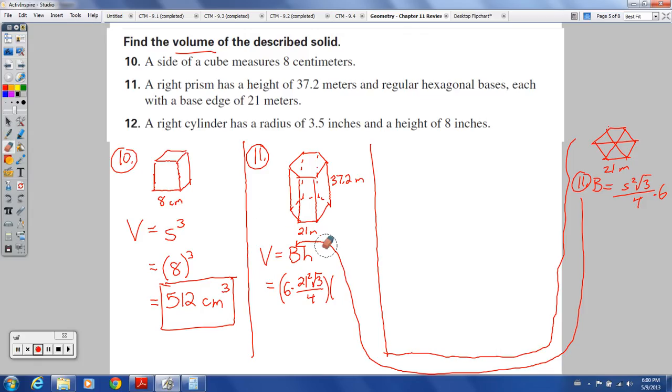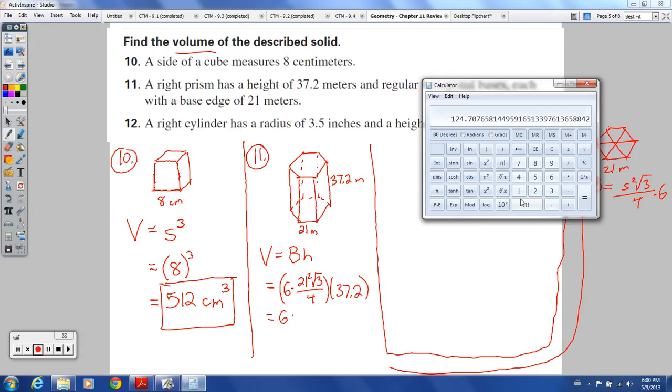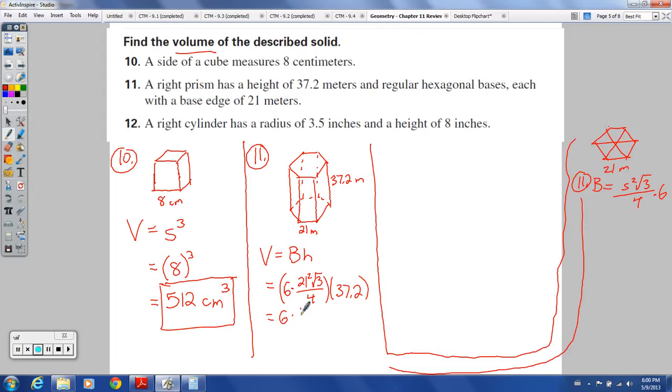I'm going to erase this part here. So that goes along with this though. And it looks like they're not telling us to round, so I'm going to give you exact and approximate on this one. So we've got 6 times 21 squared. I felt like I had that one memorized. Is it 441? Yes, it is 441. So 441 rad 3 over 4, that times 37.2. So here you can think of this over 1.